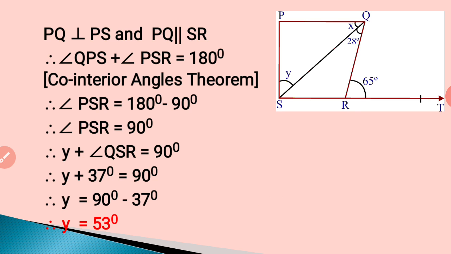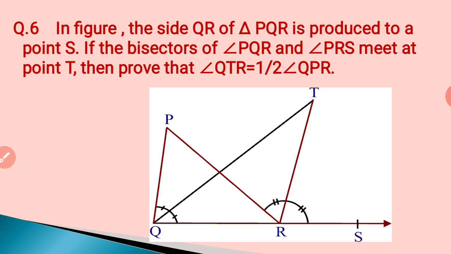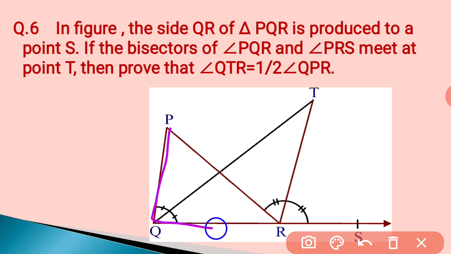With this, we'll move to the next question. So the next question is Question 6. This is the given figure. Here you are told that the side QR of triangle PQR is produced to meet at point S. So you have a triangle PQR and one of the sides is extended and we have got the point S on it.